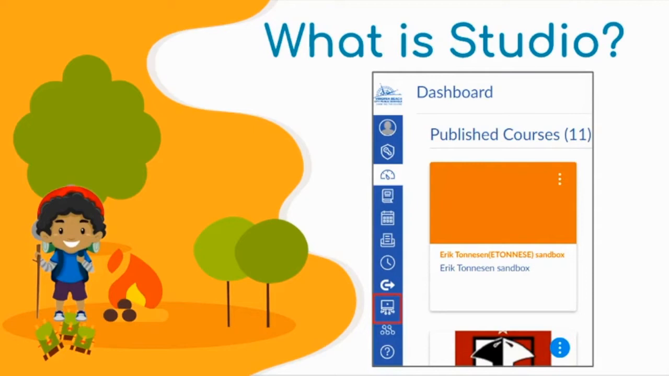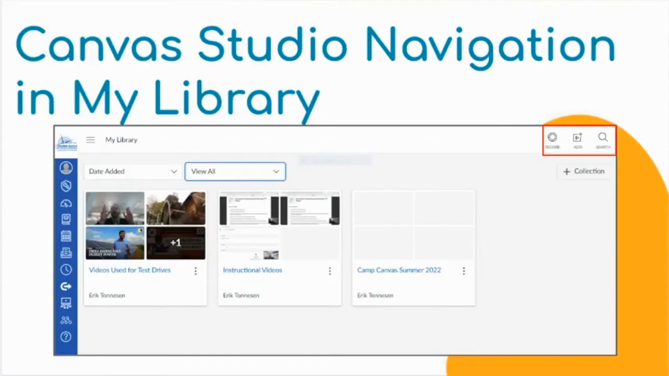Now that you've opened up Canvas, make sure you open up the Studio button in the blue global navigation menu bar on the left, and you'll be presented with My Library. Before we jump in, we're going to go ahead and look at some of the icons on this page.